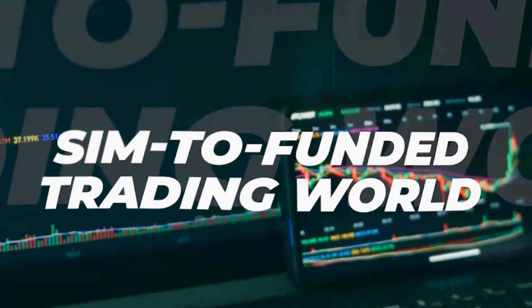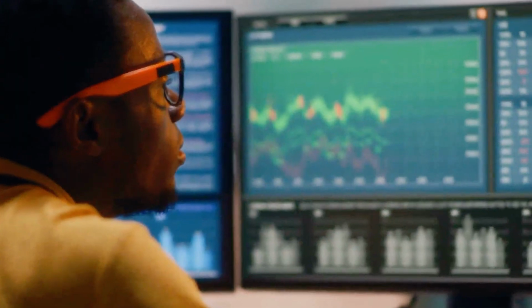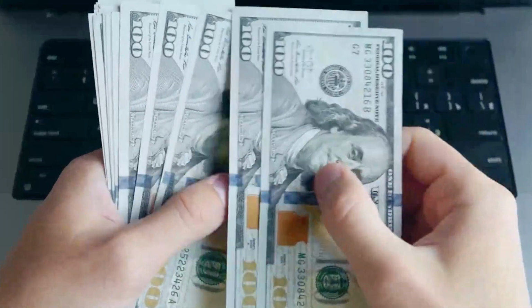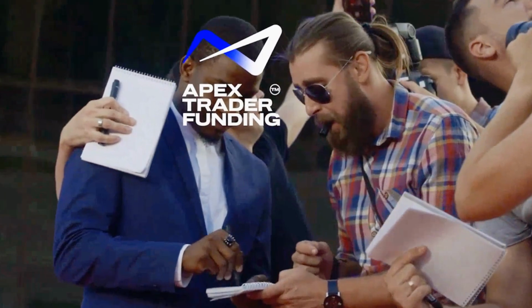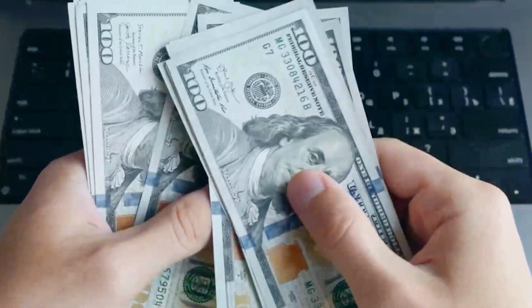It's no secret that the sim-to-funded trading world is absolutely exploding right now, and honestly, it makes sense. When there's a product that allows you to engage in the market while minimizing your risk, yet if you do well, there's a chance for a large financial reward, of course it's going to be popular. But whenever there's an explosion in popularity and thus the overall user base, there's bound to be a lot of questions. And that's exactly what I'm here for, to answer the most popular questions.